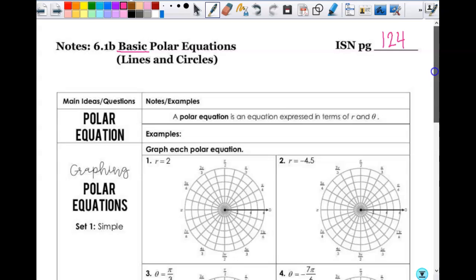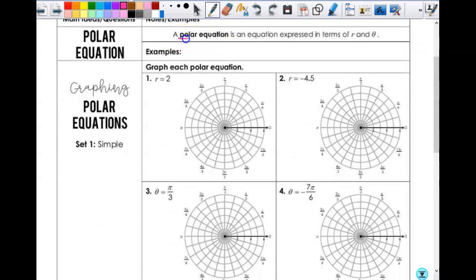So this says a polar equation is an equation expressed in terms of r and theta. So instead of being expressed in terms of x and y, like we're used to, it's r and theta, just like the ordered pairs. So some examples of polar equations: we could have r equals 5, or theta equals pi halves, or r equals 3 cosine theta, or r equals 3 sine theta plus 2, or whatever. So r's and thetas are your variables in here, basically.